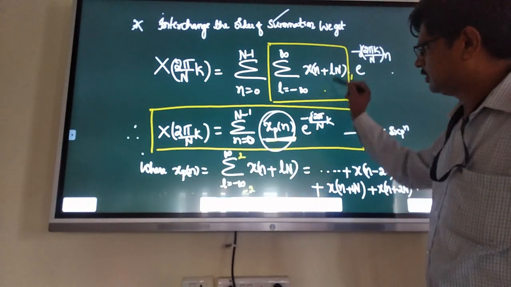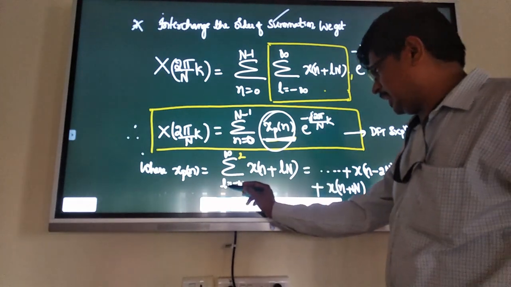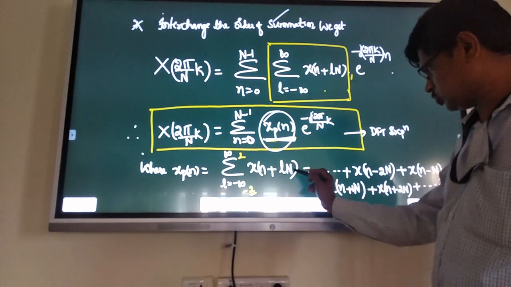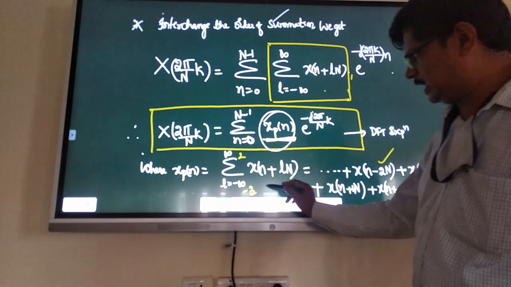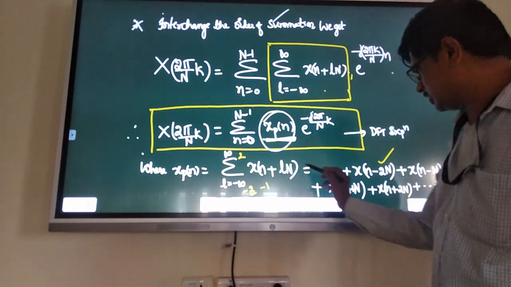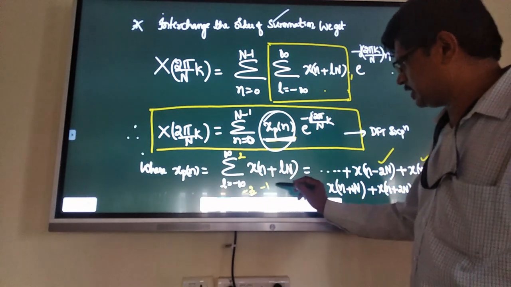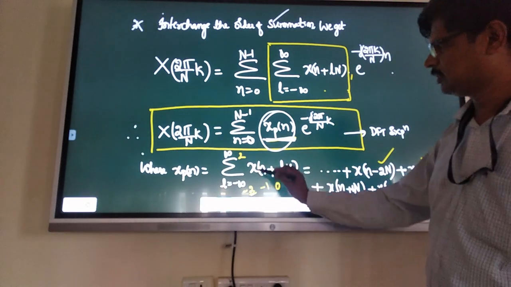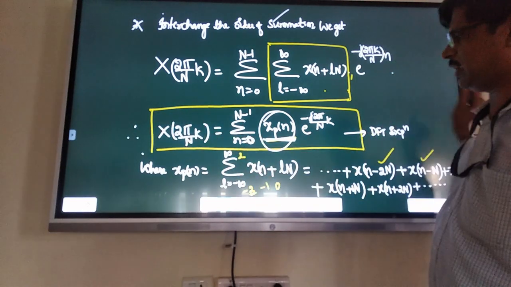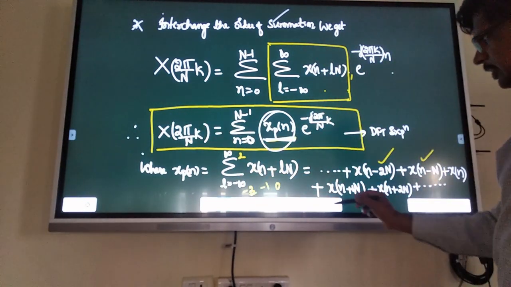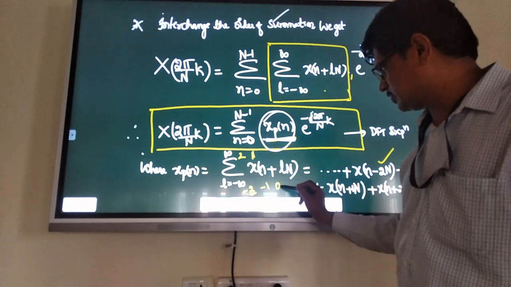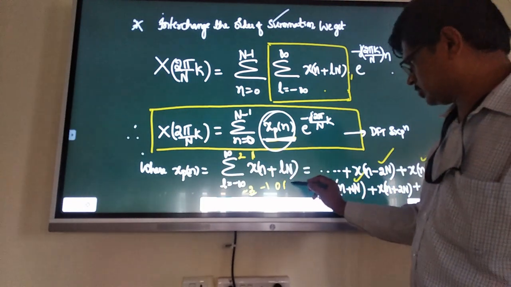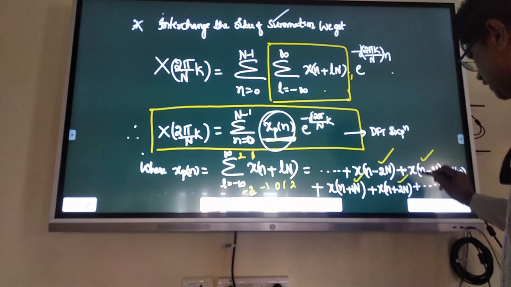Let us see. When l is minus 2, we get x(n minus 2N), the first term. When l is minus 1, we get x(n minus N), the second term. When l is 0, we get x(n). That means each time x(n) repeats, that's all. That's why the summation runs from minus infinity to plus infinity. Then when l is 1, we get x(n plus N), the fourth term. When l is 2, x(n plus 2N), and like that it continues.